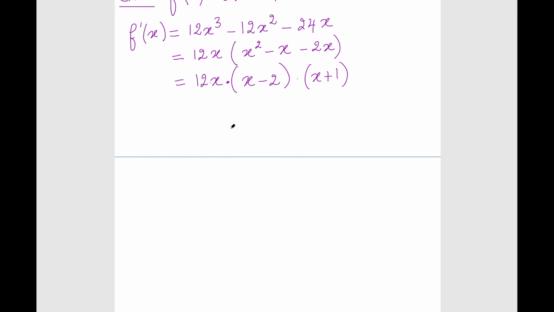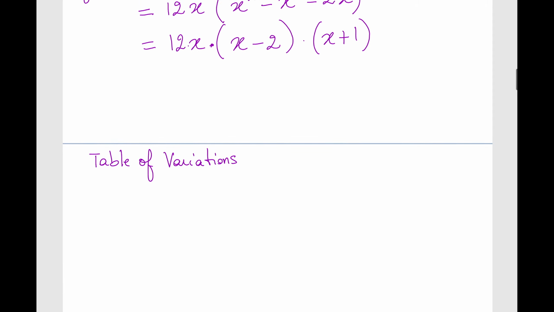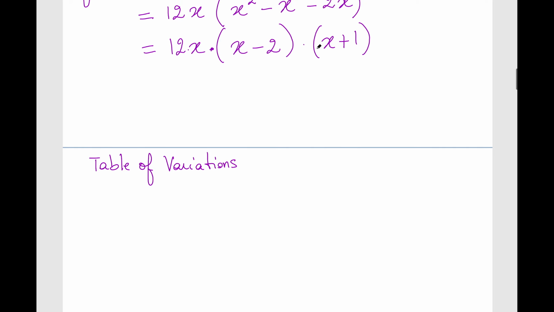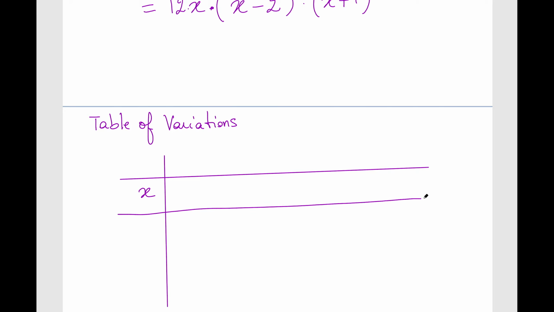If you were my student in college algebra, you know what I mean. I'm going to create a table of variations. And here I have three factors: 12x, x minus 2, and x plus 1. Well, 12 is not contributing because 12 is positive, right? So technically the factors that are contributing to the sign of f prime are x, x minus 2, and x plus 1. So let me create the table of variations, which is the table of the variations of the factors, okay? And I have, as I said, three factors that are contributing to the sign of f prime. They are namely x, x minus 2, and x plus 1.